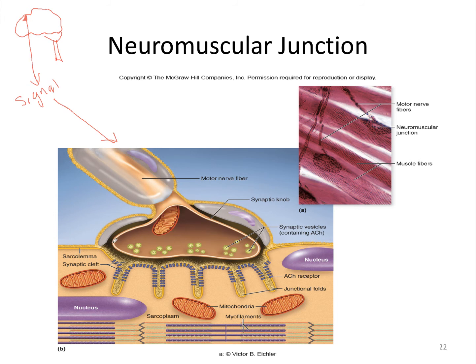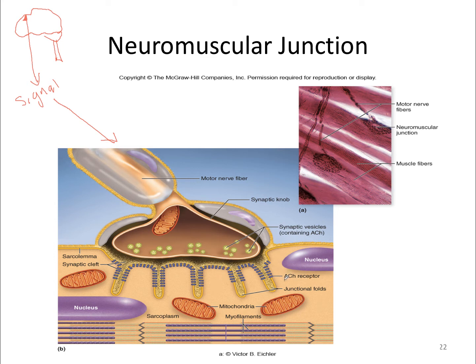Notice, as I promised, the end of the synaptic knob is not physically touching the sarcolemma. And then we have an abundance of junctional folds, which are these little guys. And notice there's a dense population of acetylcholine receptors on the junctional folds themselves.